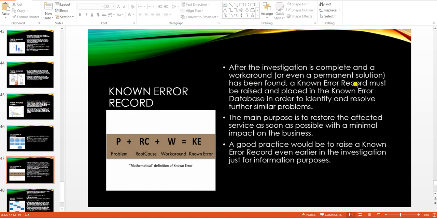So a known error record must be raised and placed in the database in order to identify and resolve further similar problems. The main purpose is to restore an affected service as soon as possible with the minimum impact on the business. A good practice would be to raise a known error record even earlier in the investigation, just for information purposes.